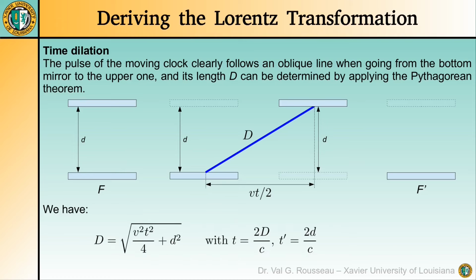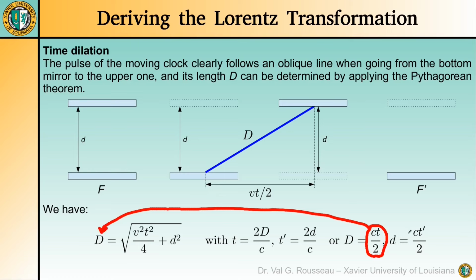Now, the Pythagorean theorem tells us that capital D is the square root of the square of the horizontal distance vt over 2 plus the square of the distance between the mirrors. We can rearrange the ticking time equations to express capital D as ct over 2 and small d as ct prime over 2, and substitute these expressions into the Pythagorean theorem equation.